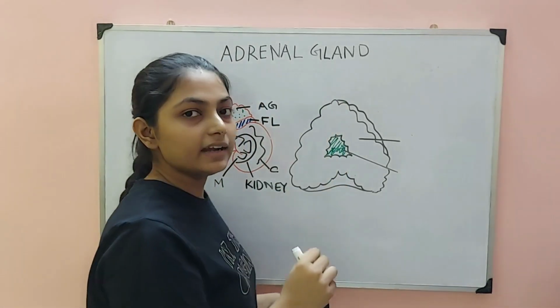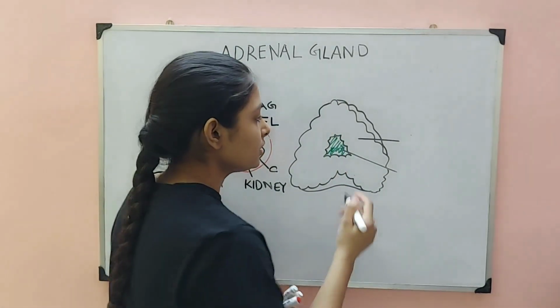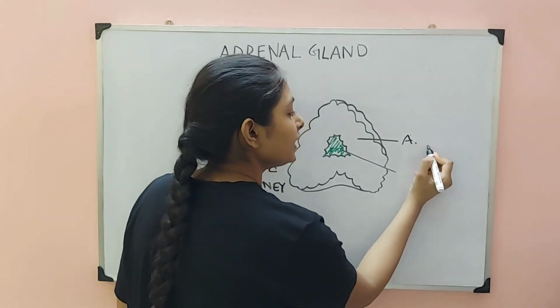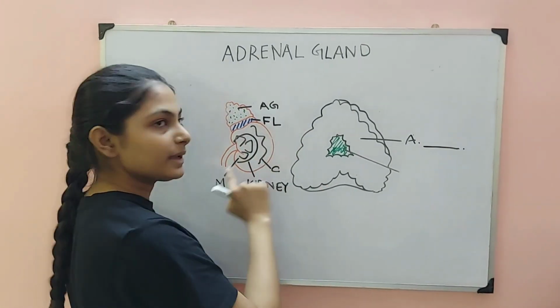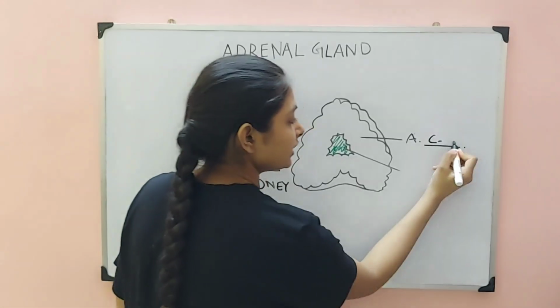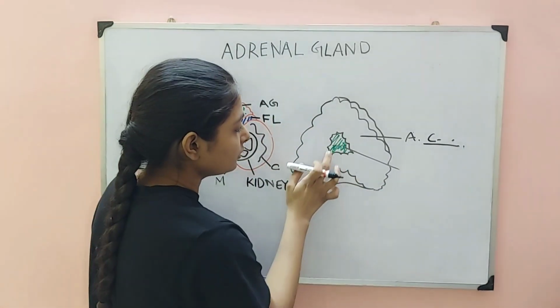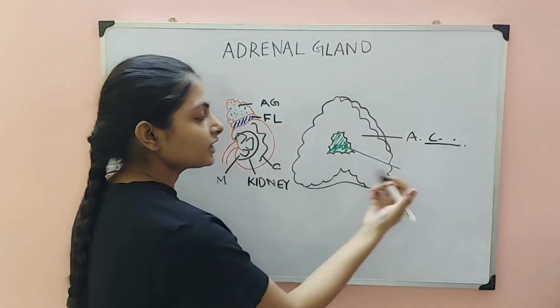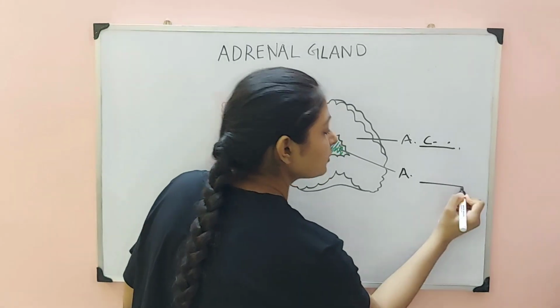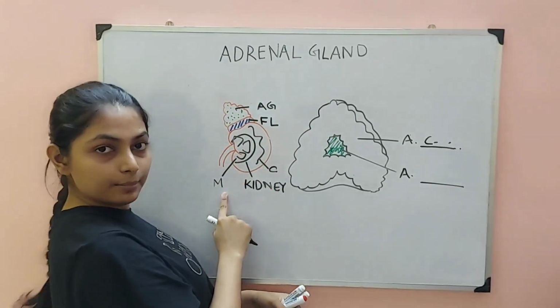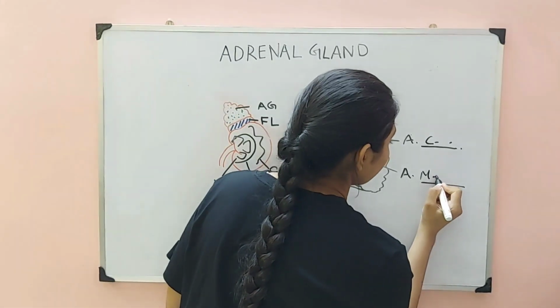Similarly, the adrenal gland is also divided into two parts. Outer will be adrenal, same as the kidney. So adrenal cortex, and inner, the one in green that you can see here, it will be same as the kidney. So adrenal, you can see here M, so medulla, right? So medulla.